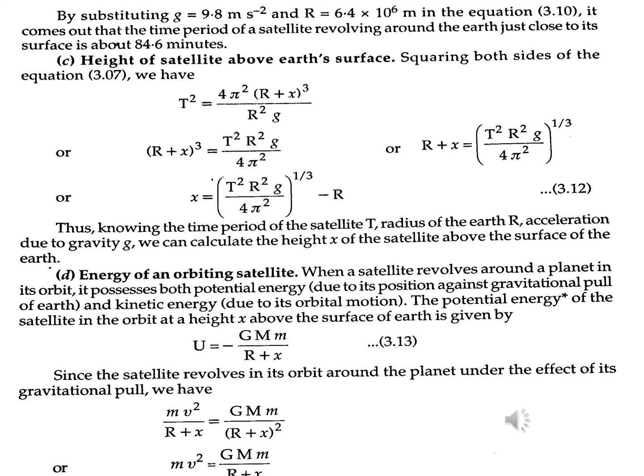So when we put the values in that equation, we find that the orbital velocity of the satellite is independent of the mass of the satellite, but depends upon the radius of the orbit.